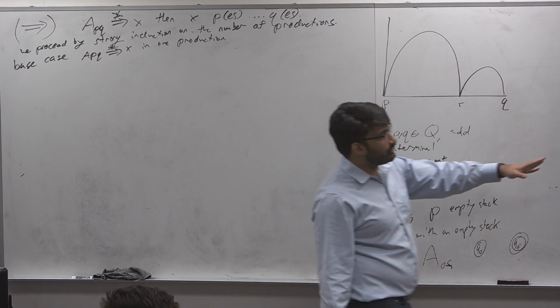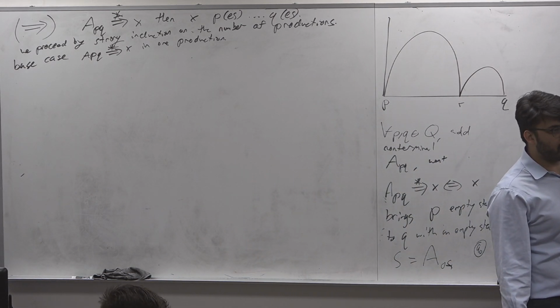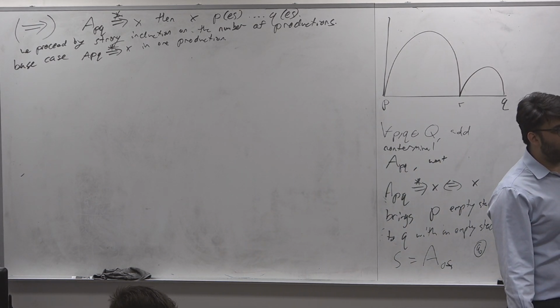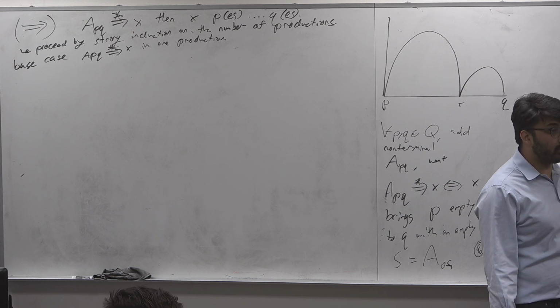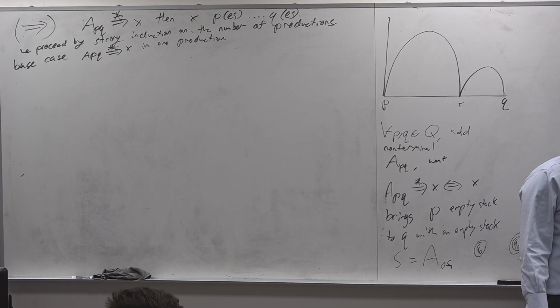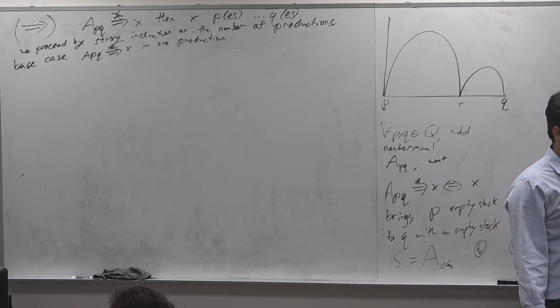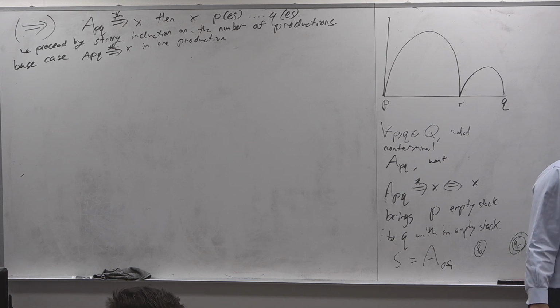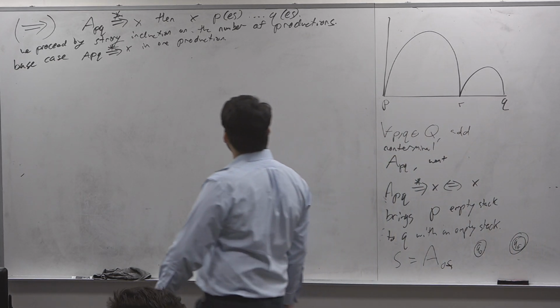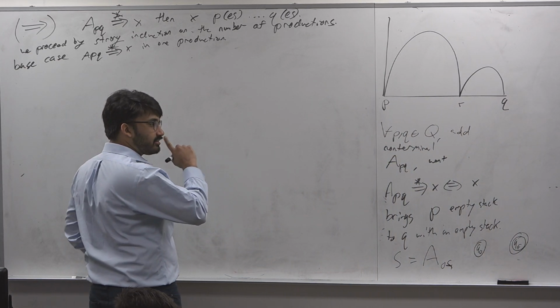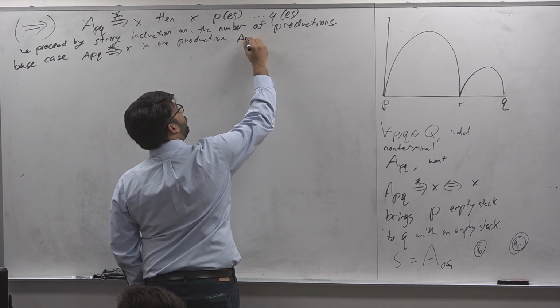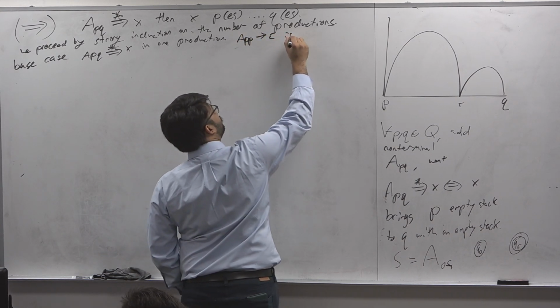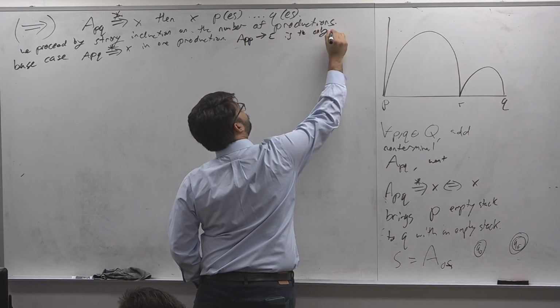Notice though, all these rules have non-terminals on the right-hand side. So if you apply a production, you have a working string. You want a string without a non-terminal in it. The only production that has no non-terminal is this one: A_PP goes to the empty string.